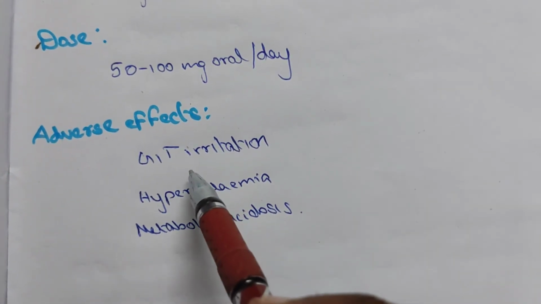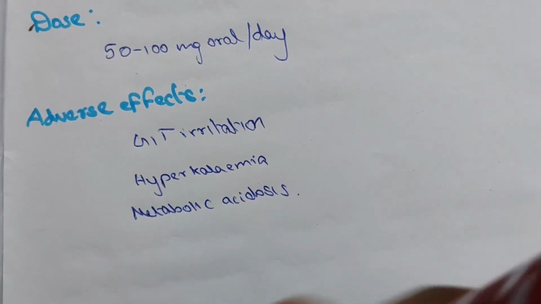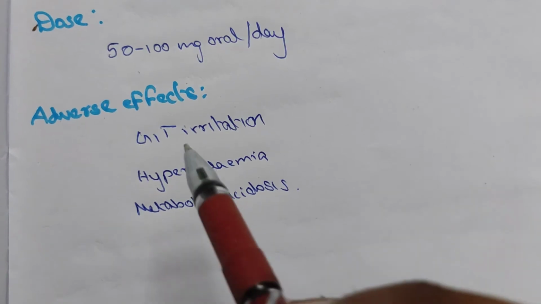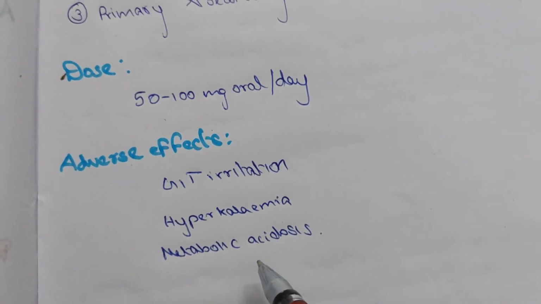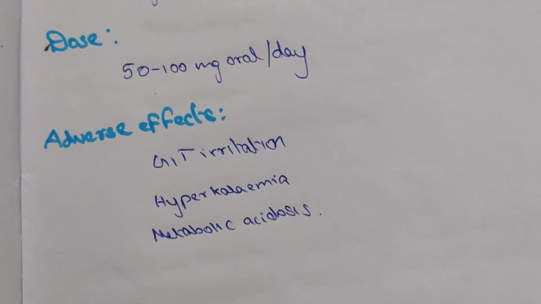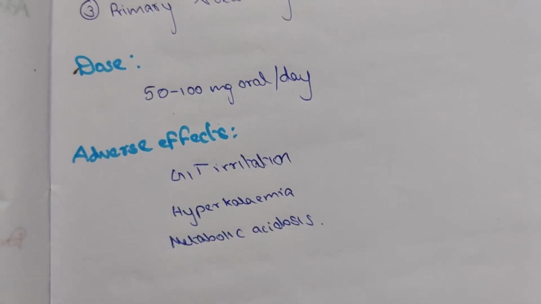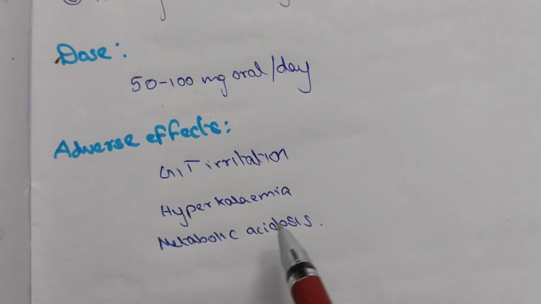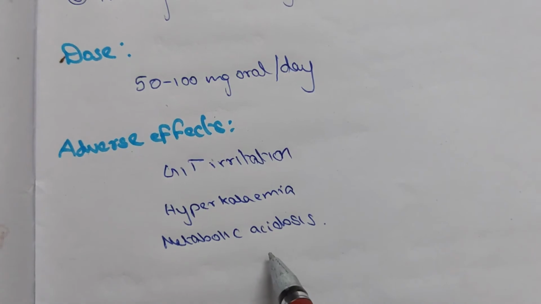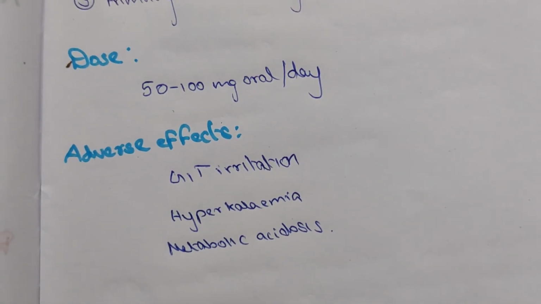Adverse effects. What are the adverse effects produced by these drugs? GIT irritation, hyperkalemia. Since these drugs prevent the excretion of potassium, the potassium is retained, so it results in hyperkalemia. And metabolic acidosis. That's all.